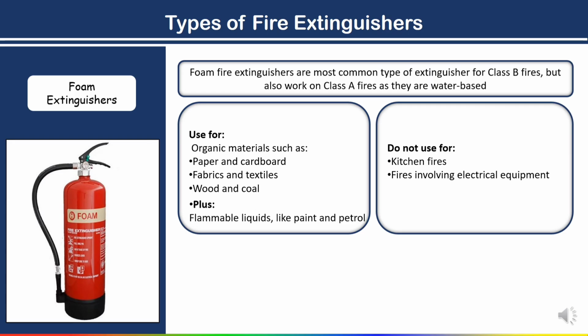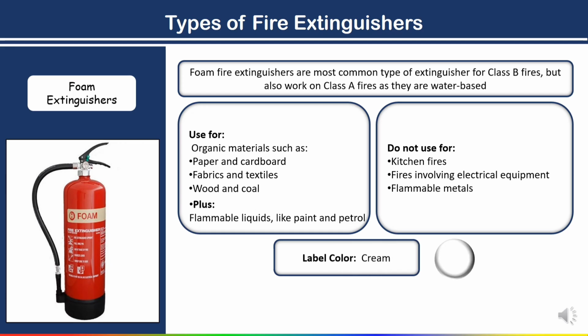Using a foam extinguisher on electrical equipment can lead to electric shock, putting the person handling the extinguisher at serious risk. And you also don't need to use it for flammable metal, meaning a class D fire. Remember this, because some metals like magnesium and titanium can react with water or foam, potentially causing an explosion or making the fire worse. So never use it.